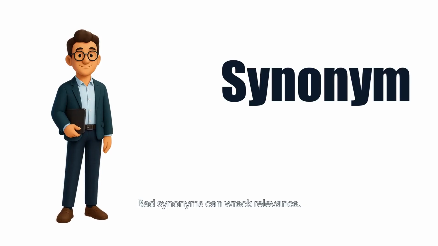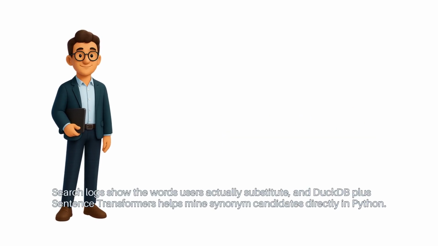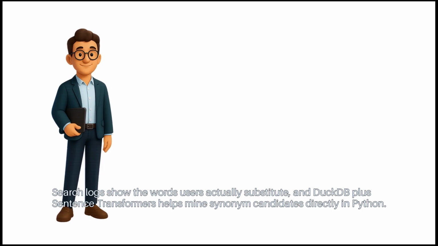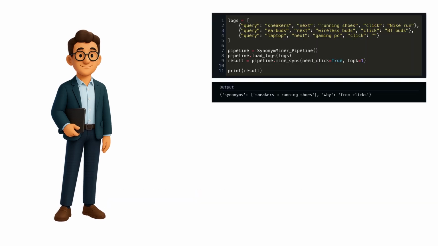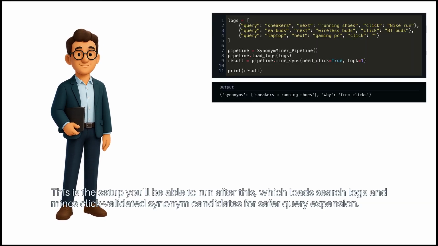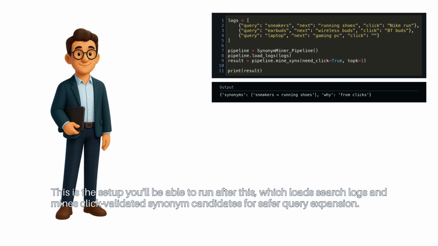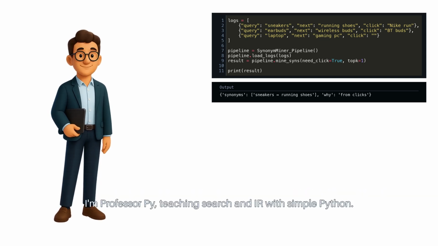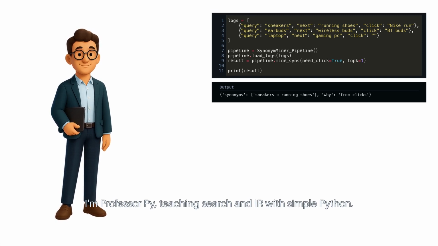Bad synonyms can wreck relevance. Search logs show the words users actually substitute. And DuckDB plus SentenceTransformers helps mine synonym candidates directly in Python. This is the setup you'll be able to run after this, which loads search logs and mines click-validated synonym candidates for safer query expansion. I'm Professor Pine, teaching search and IR with simple Python.